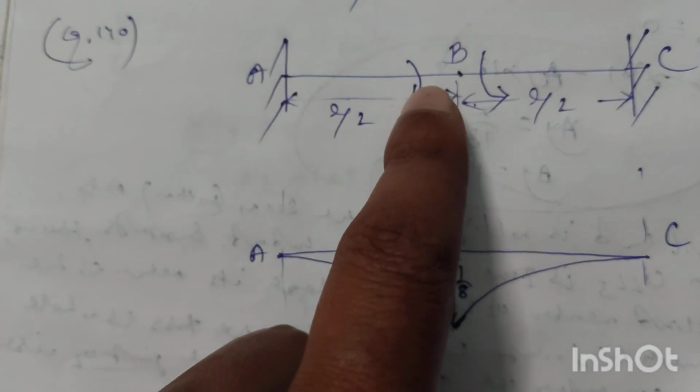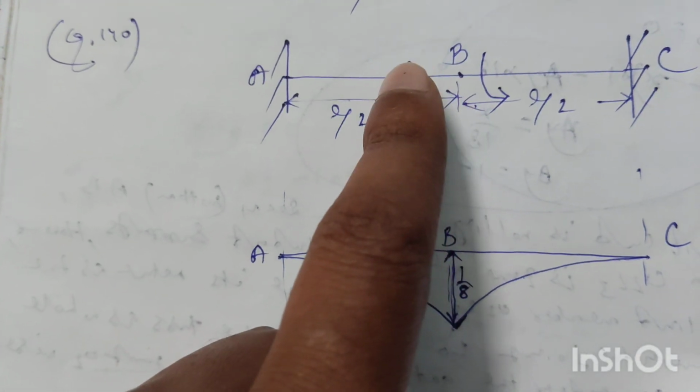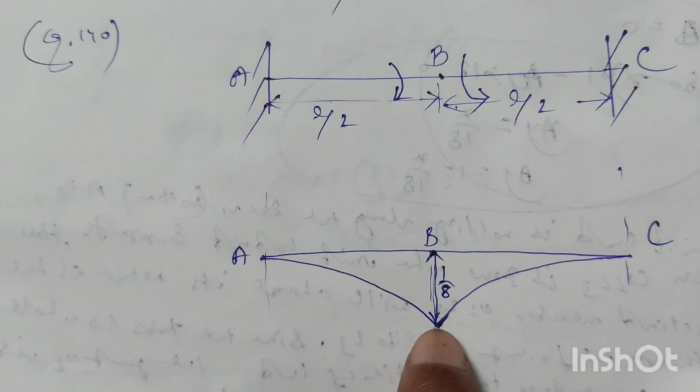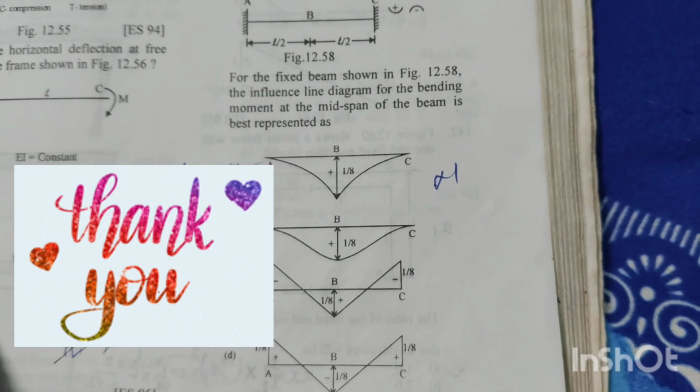Now at the midspan of the beam, if we release the moment, then the influence line diagram of the beam will be like this, non-linear, and the value at the midspan will be 1/8. The diagram given at option A.